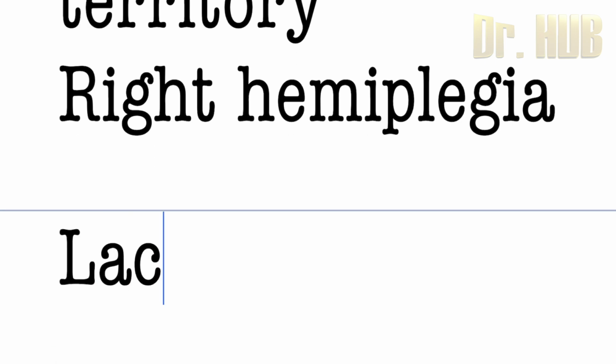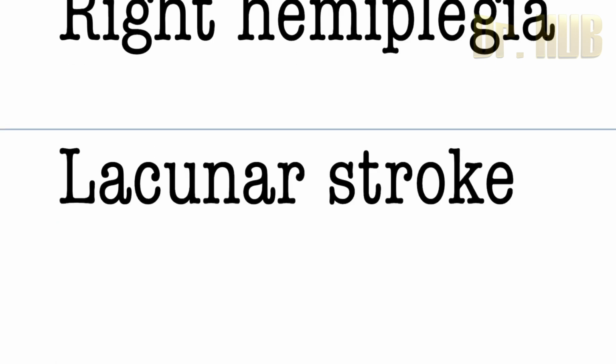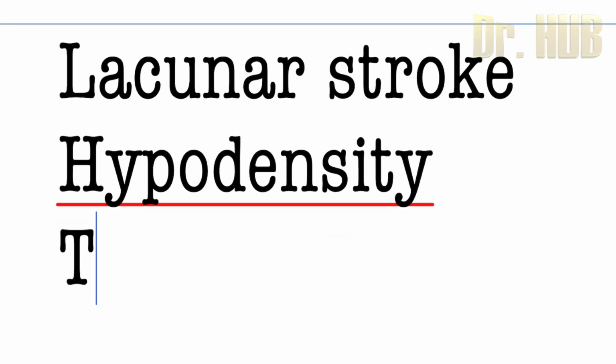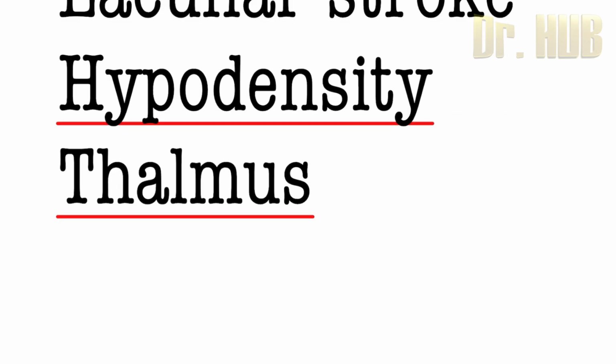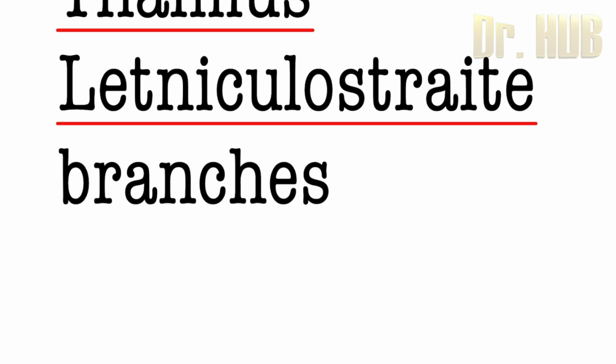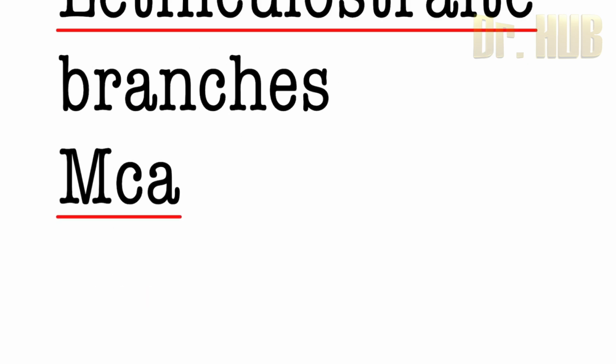Then we move on to the lacunar stroke. In the lacunar stroke, there is again hyperdensity seen. This is within the thalamus. There is presence of the lenticulostriate branches. This is on the MCA, that is the middle cerebral artery.